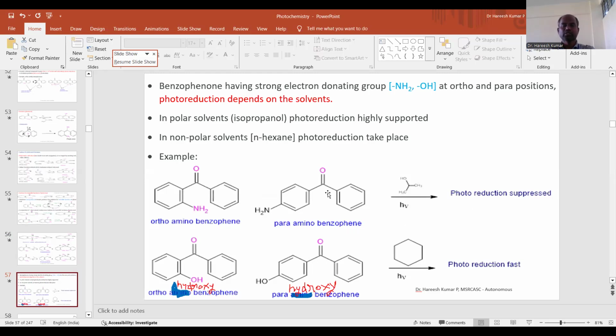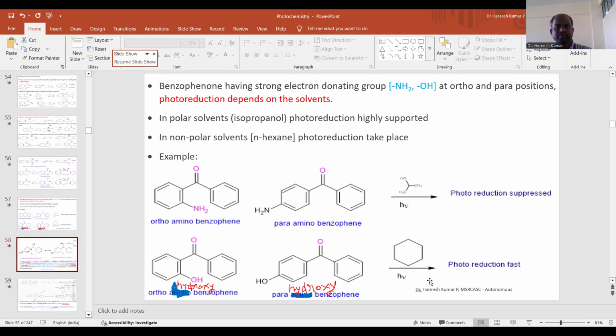Whereas in non-polar solvents, there is no such reduction of carbonyl character. Here, I'm taking one more, hydroxy at the ortho and para positions. Yes, Sujit, any questions? Okay. Hydroxy at ortho and hydroxy at para positions undergo photoreduction. I will go to the next slide.